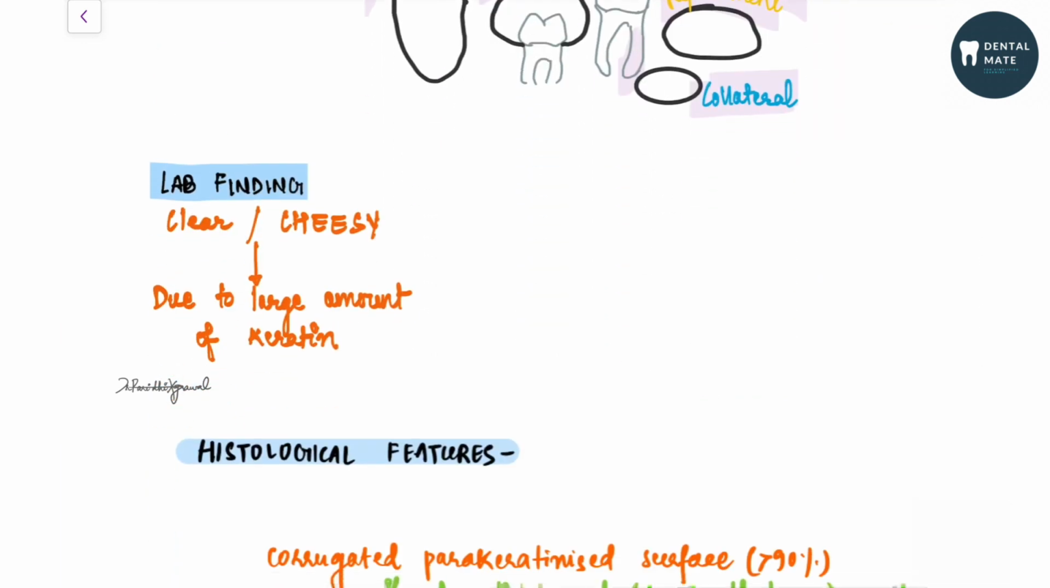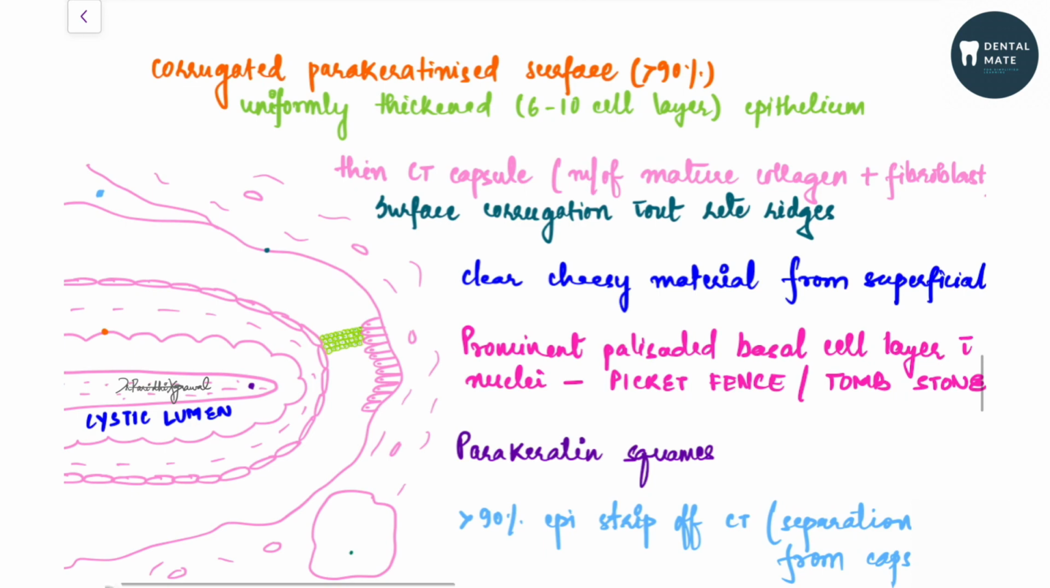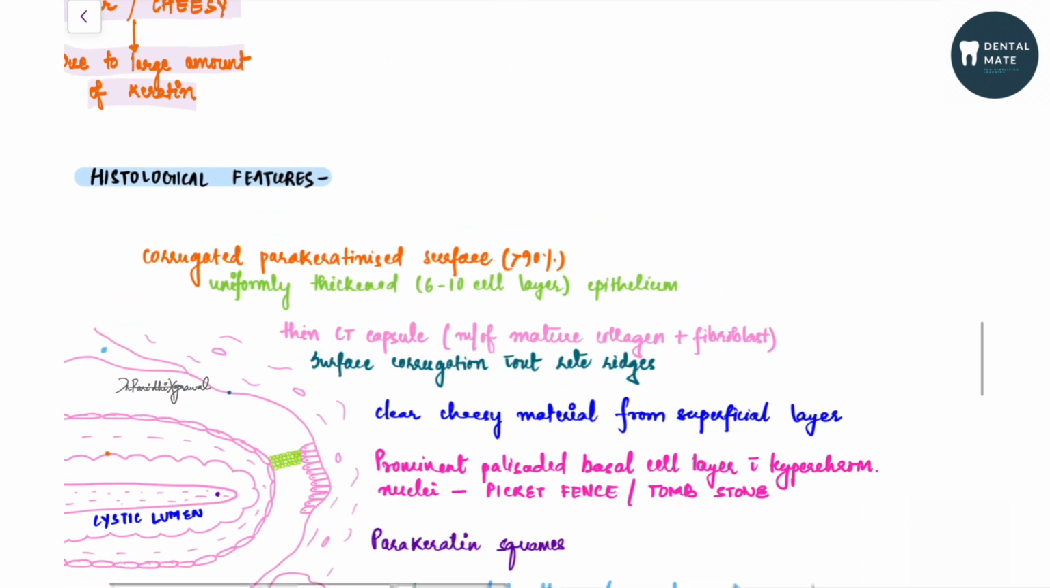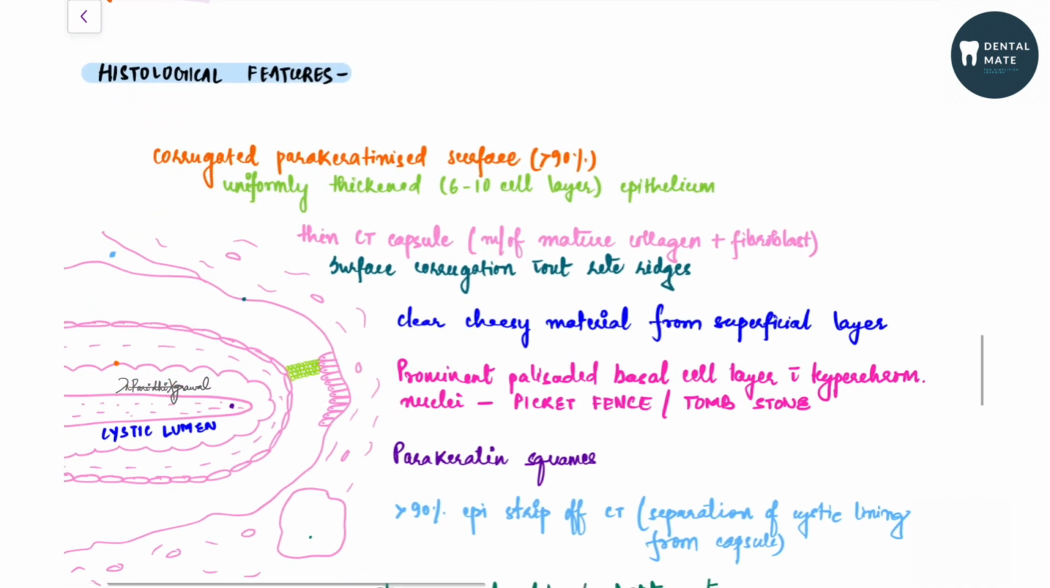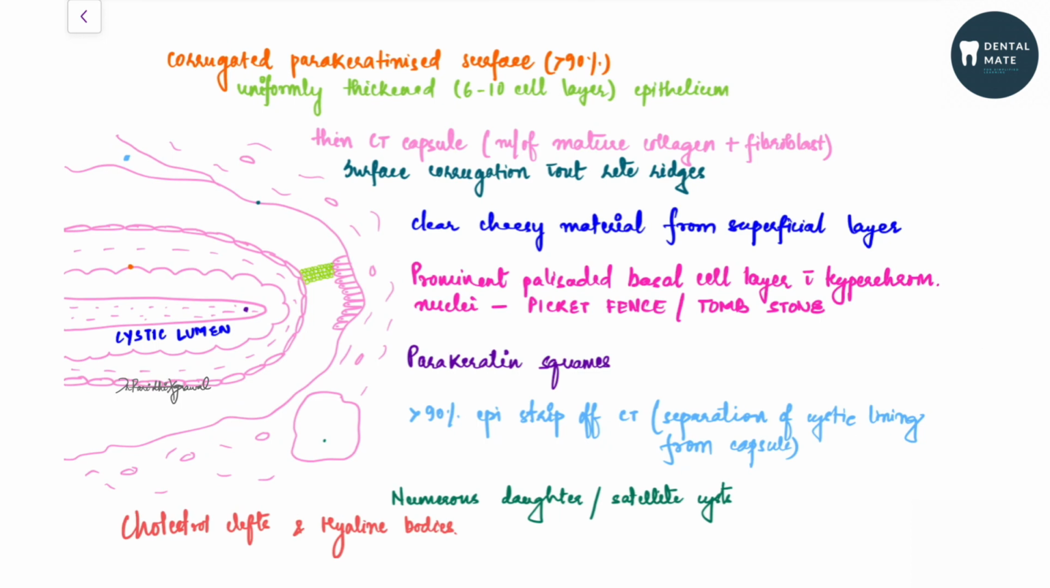Next, if we talk about lab findings, then a clear or cheesy fluid is seen arising from the OKC. This is due to the large amount of keratin present. Moving over to the histological features which are seen in OKC. First of all, we'll move from inside to outside. I have drawn a rough diagram of the histological features which are seen in OKC.